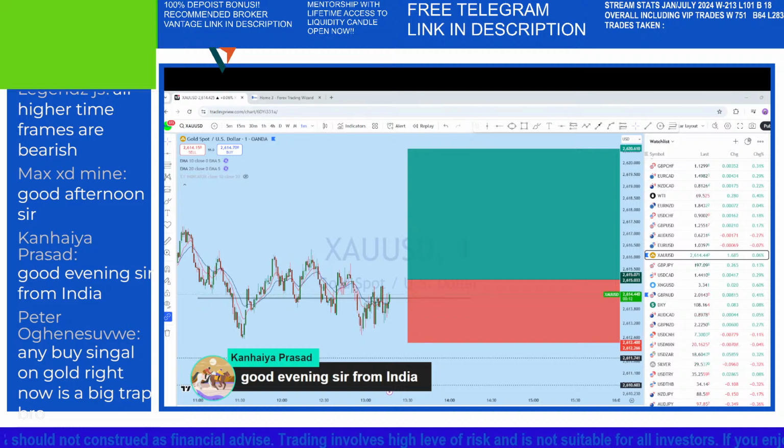So anyone here holding the trade with me in this trade?